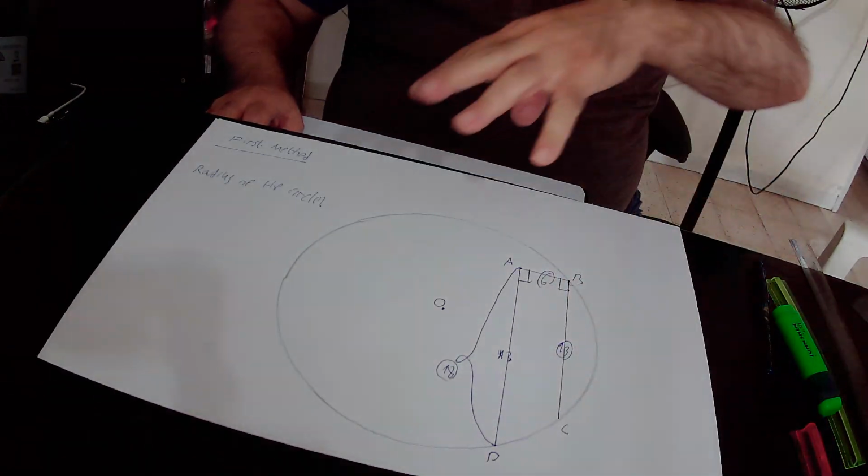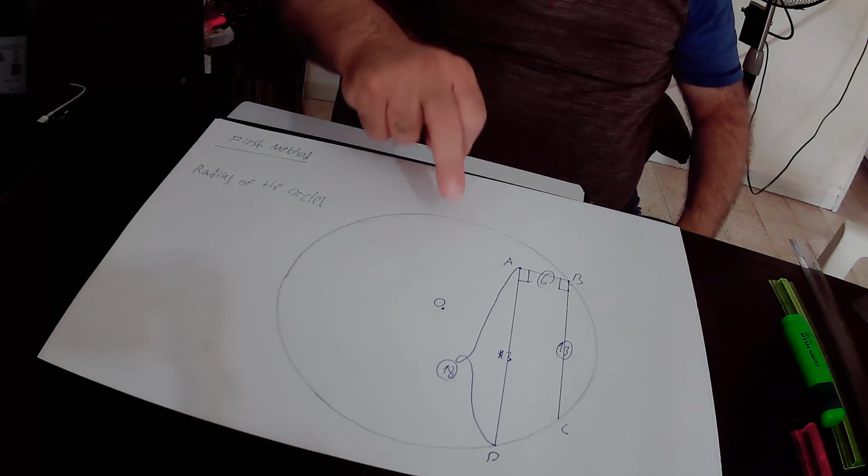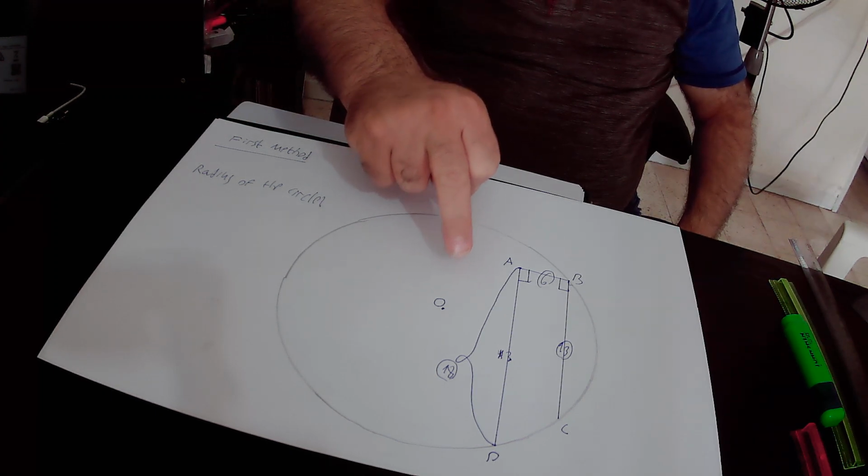Now, in this lecture, we'll find out the radius of a circle using two different methods. In the drawing, we have a circle. We know that the center of this circle is at this point, point O.